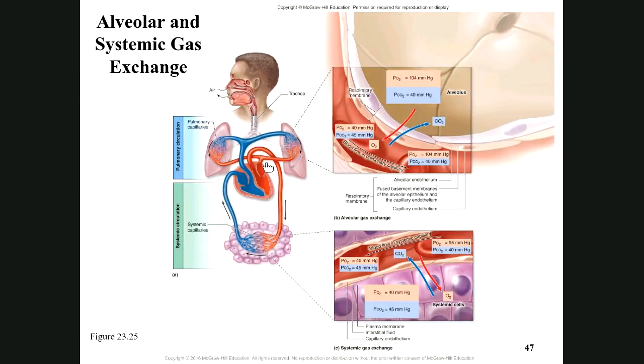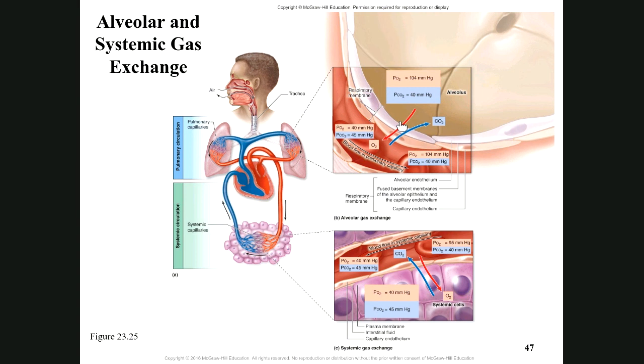In this part, I want to talk about the alveolar and systemic gas exchange. In this picture, you can see the pulmonary circulation and the systemic circulation. The pulmonary circulation delivers blood to and from the lungs, and the systemic circulation delivers blood to and from the systemic cells.